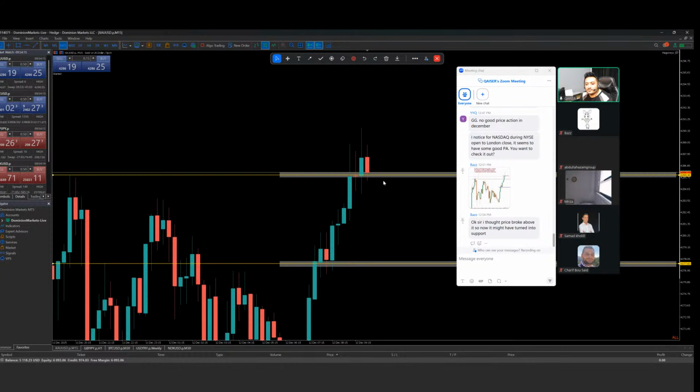Okay, sir, I thought price broke above it and it might have turned into support. It's a baby concept, I would say. A beginner who has been in this industry for 3 years thinks that our previous support becomes a resistance, and previous resistance becomes a support. It doesn't work like that. You don't need to worry about that one. This is something most people make a mistake on.